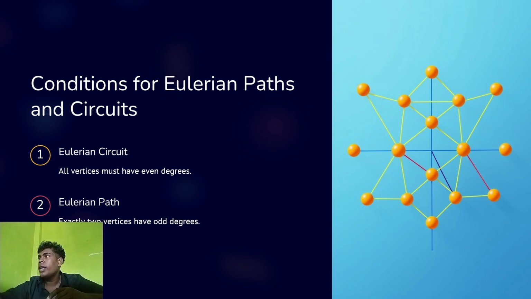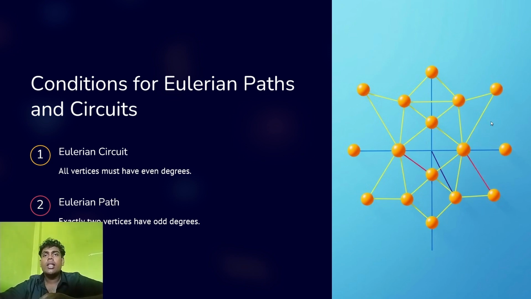In this slide, Euler's theorems: the conditions for Eulerian paths and circuits. What are an Eulerian circuit and an Eulerian path? An Eulerian circuit exists if all vertices have even degrees, and an Eulerian path exists if exactly 2 vertices have odd degrees. If more than 2 vertices have odd degree, then an Eulerian path is not possible. Okay, there are 2 key conditions to determine whether an Eulerian path or circuit exists in a graph.